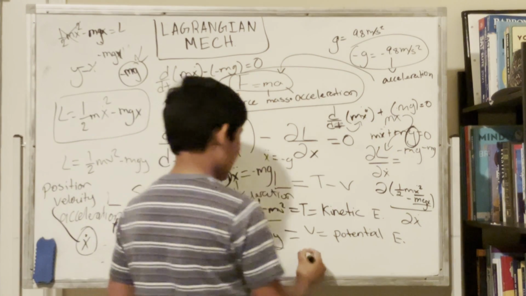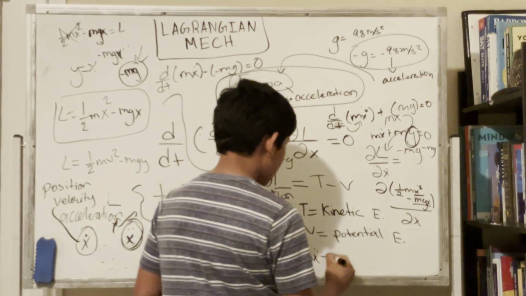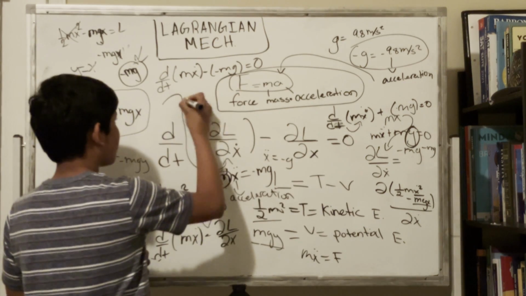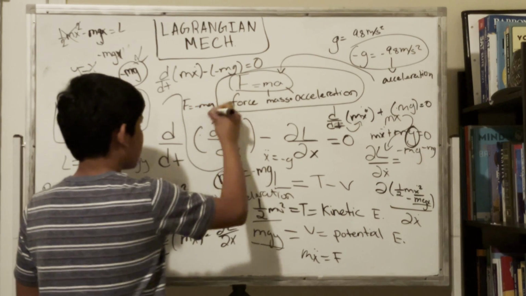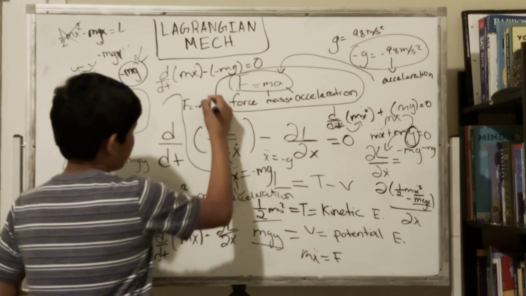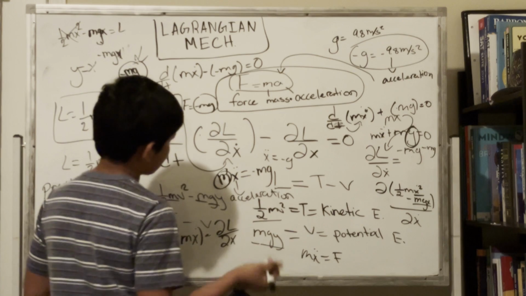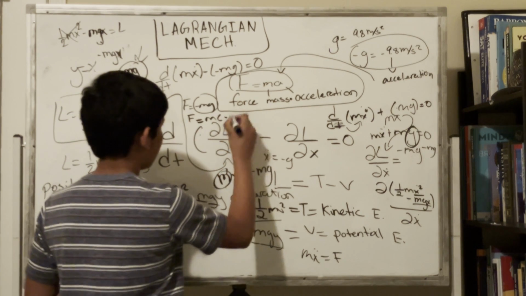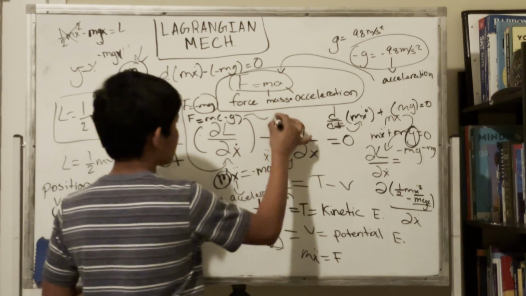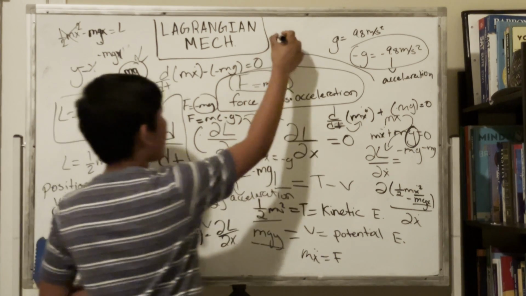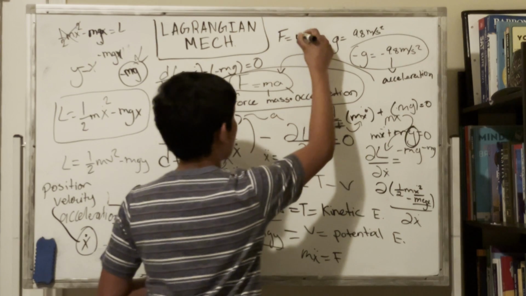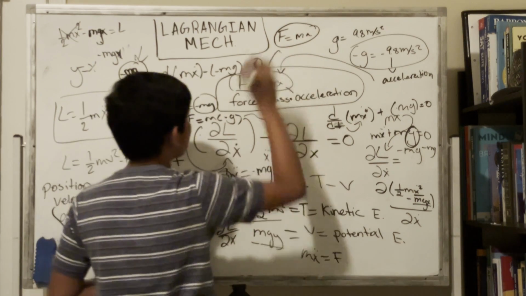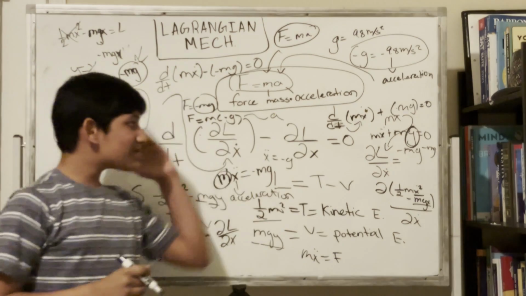Well, we can set mx double dot equal to F, which is the force. And we're just going to get F is equal to minus mg. Now, we know that this is just going to be the acceleration, so we can say that F is equal to m times minus g. Well, minus g is just a, so we're going to have F is equal to ma. And that is how we're going to get F is equal to ma from this big equation.